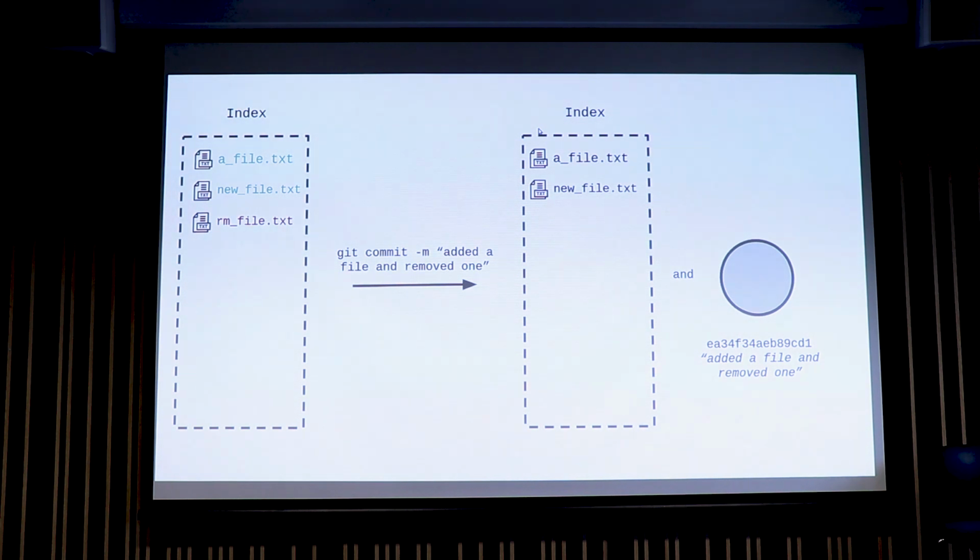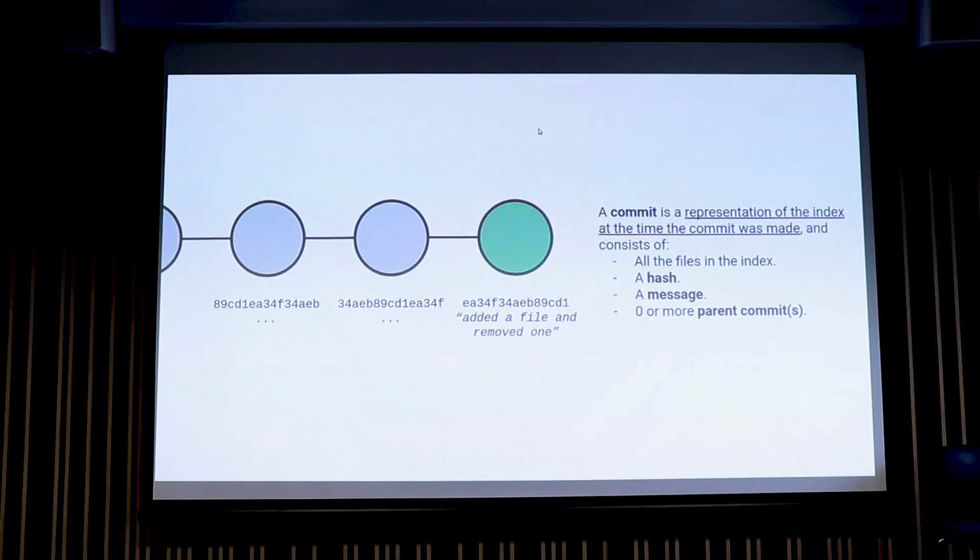I hope that kind of makes sense. So essentially what we're going to have is almost like this stream of commits, or this hierarchy of commits, where each commit is a representation of the index at the time we made the commit, and it consists of all of the files in the index at that time.